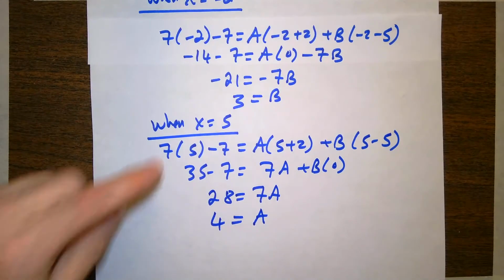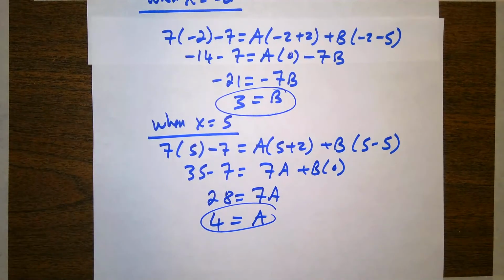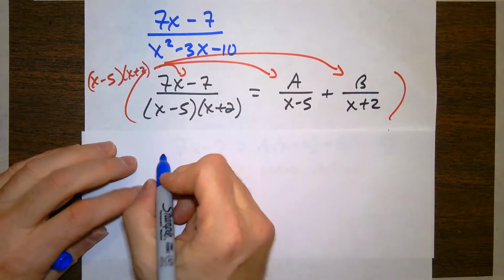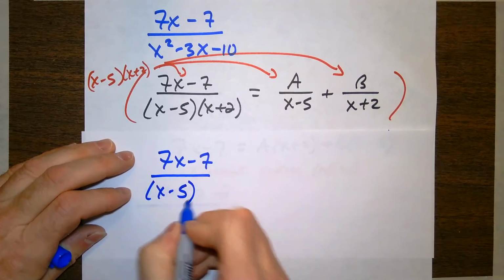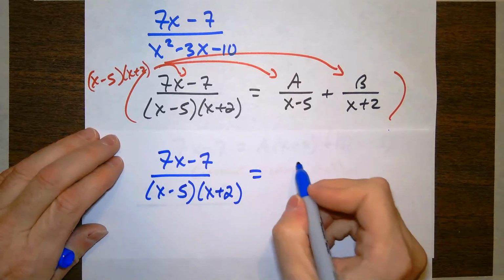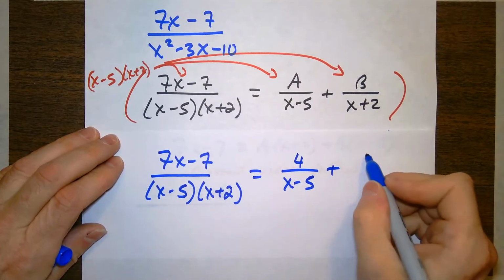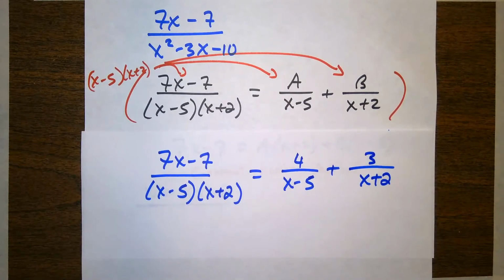So looking back, I found my a and my b in my partial fractions. Looking back at the original problem, I now know that 7x minus 7 over x minus 5 times x plus 2 breaks down to my a value, which was 4 over x minus 5, plus my b value, which is 3 over x plus 2. There's the partial fraction decomposition.